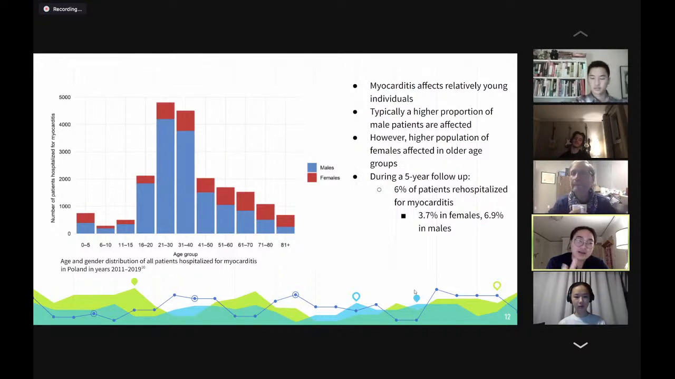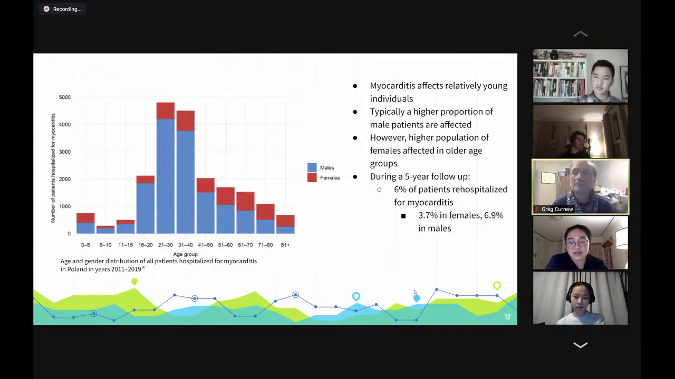So it's relatively young, and they typically had a higher proportion of male patients affected. However, as I stated earlier, as the population got older, more females were affected than males. As you see here, in the 81 plus years old section, a bit more females were affected than males. And furthermore, during a 5-year follow-up, 3.7% of females and 6.9% of males were rehospitalized for myocarditis.